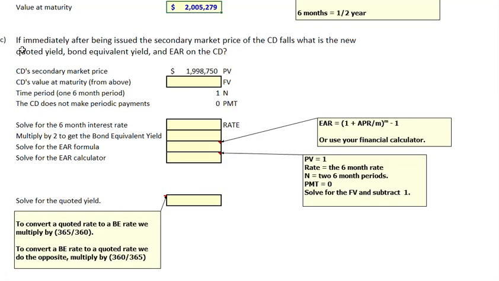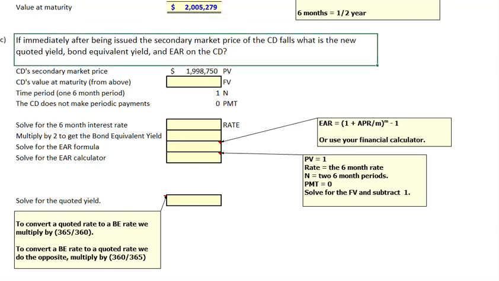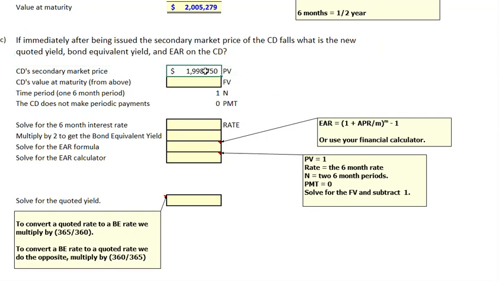Now, in the next part of the problem, we're told that if immediately after being issued, the secondary market price of the CD falls, we're asked to find the new quoted yield, bond equivalent yield, and EAR on the CD. Now, of course, if the price goes down, interest rate or yield has to do what? Go up. So we can simply use our calculator and solve for a 6-month interest rate. We have the new present value, which is the secondary market price. We know the maturity's future value at maturity. We just solve for that above.